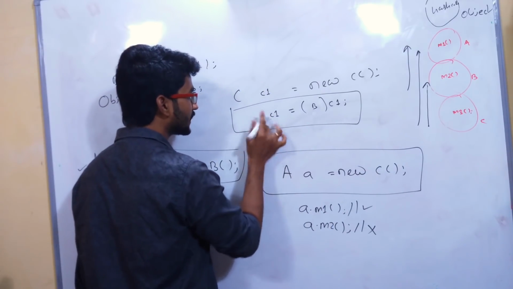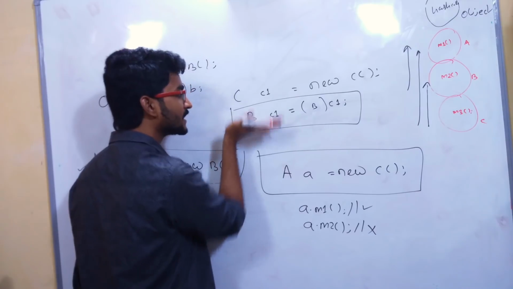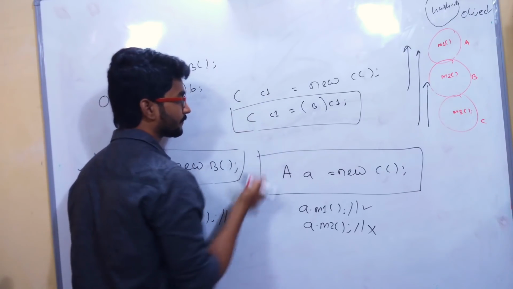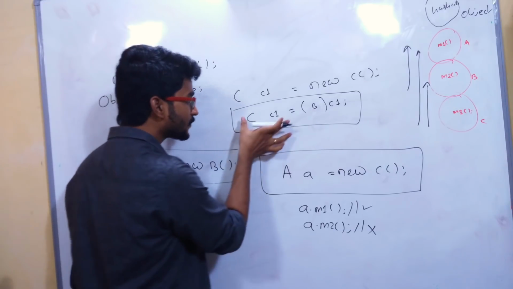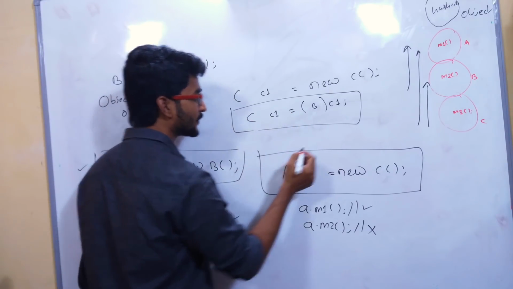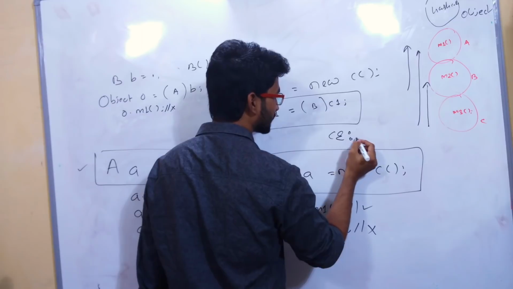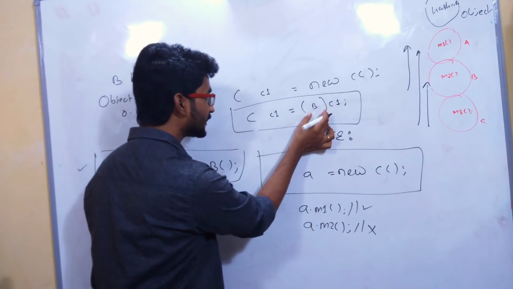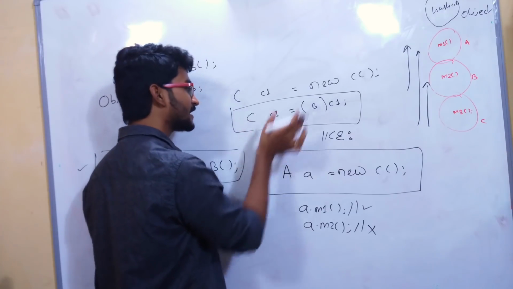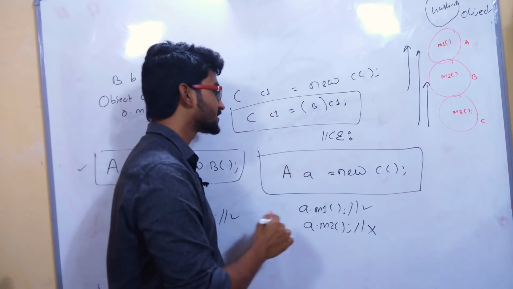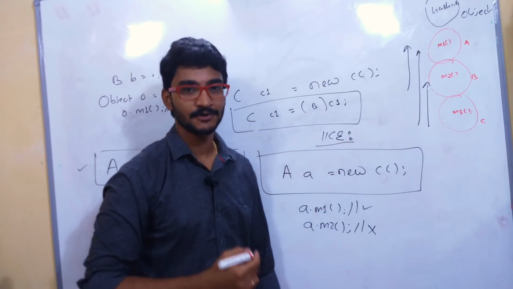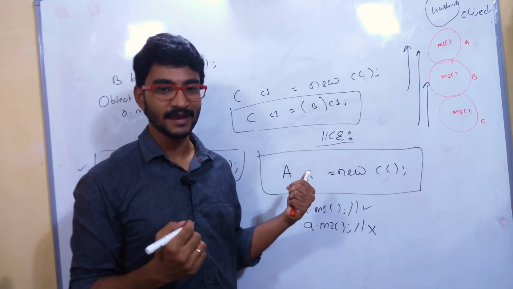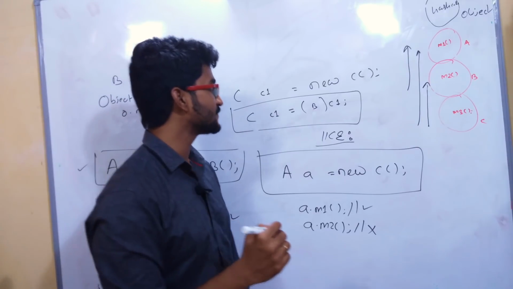Either it needs to be B, or it needs to be a superclass, maybe A, maybe Object or something. But I'm writing C here. So if you are doing this kind of coding, you are going to get a compilation error saying incompatible type. This needs to be stored in B type or its super type. Otherwise, you'll get an incompatible compilation error. And one more thing, which is very important.